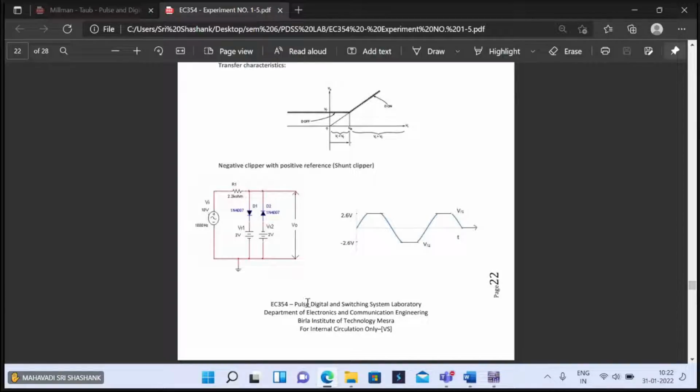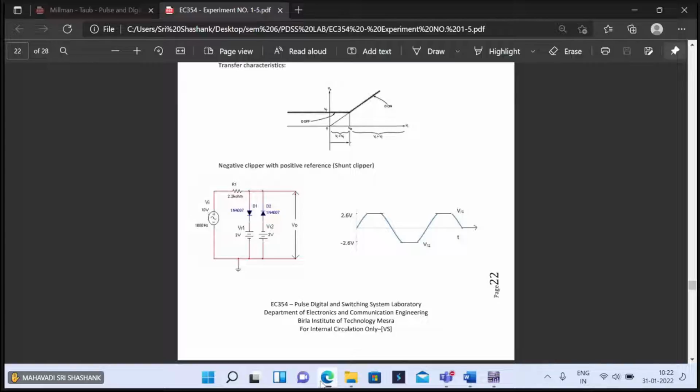Okay, so ma'am, the drop across this VR1 is 2 volts, plus the drop across diodes D1 and D2, which is around 0.6 volts. Here they have assumed 0.6 volts. So a total of 2.6 volts is the drop across this whole parallel line, right?